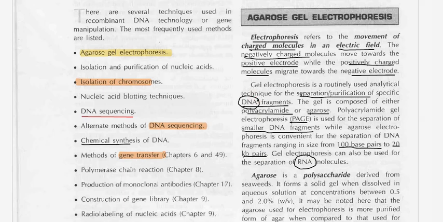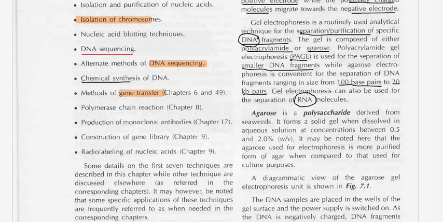Now, this is electrophoresis. What is agarose? Agarose is a polysaccharide, a kind of sugar derived from seaweeds. It forms a solid gel when dissolved in an aqueous solution, where we use some kind of buffer. At concentrations between 0.5 to 2%, there are different percentages of the solution we use to separate different kinds of fragments. We will discuss it. It is used for electrophoresis as a more purified form of agar.